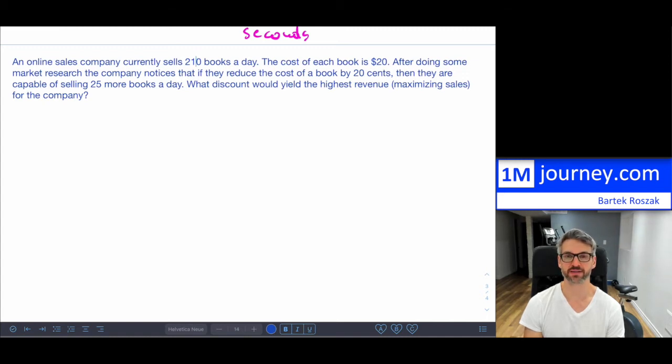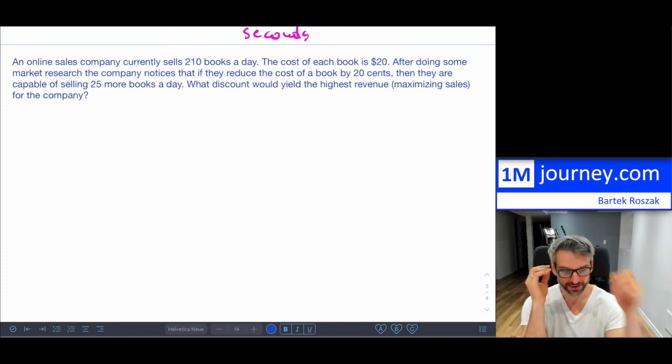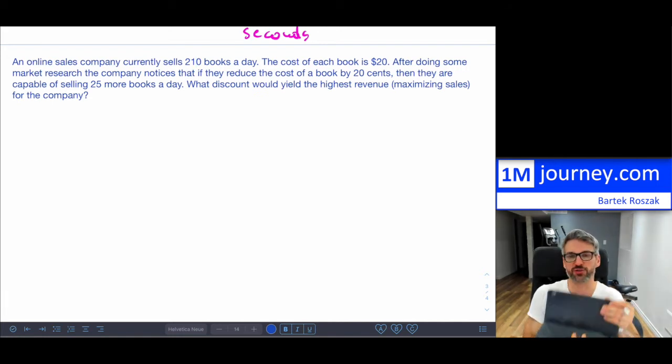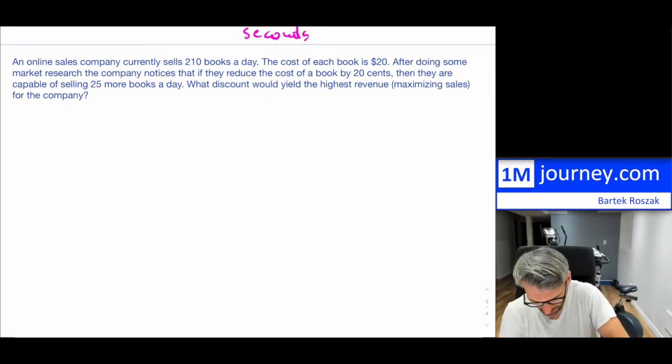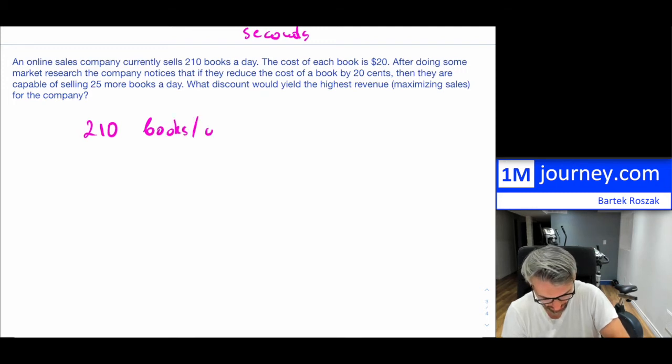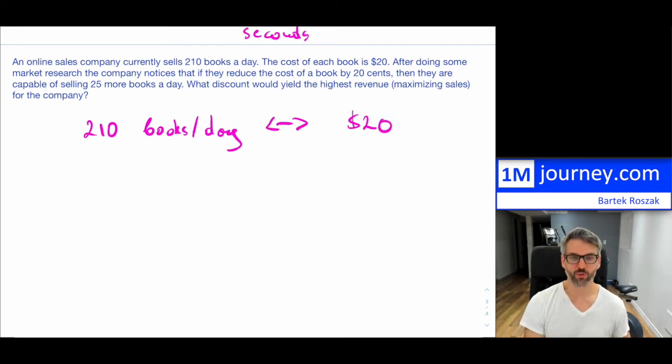So the maximizing sales. What they're saying is that you're selling 210 books every single day. That's how much you sell. Now, you sell that because you're selling them at $20. What they're saying is, what if they reduce the price? Are they going to increase the number of books that they sell? And typically, sometimes if you do a discount, you might actually sell more.